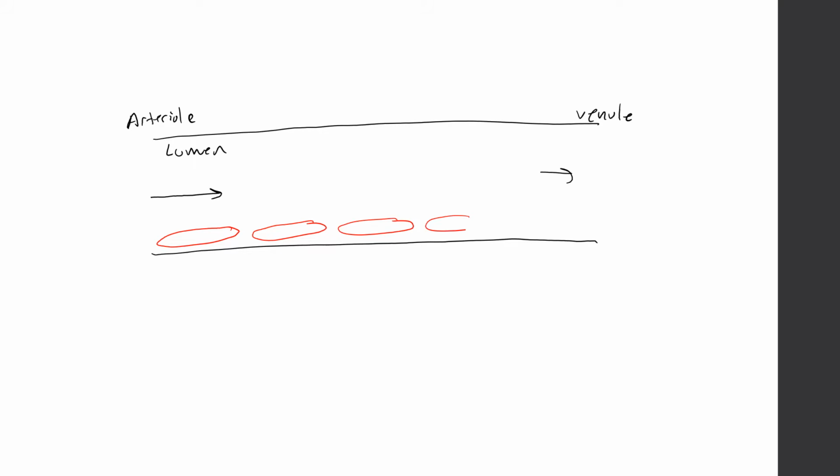Right now what I'm doing is I'm just drawing some oval shapes here just to be a marker of the endothelial cells. So these represent the endothelial cells. Draw another one there. All right, so that's the endothelial cells, and the black line would be the basal lamina.